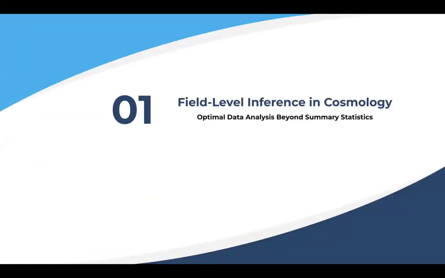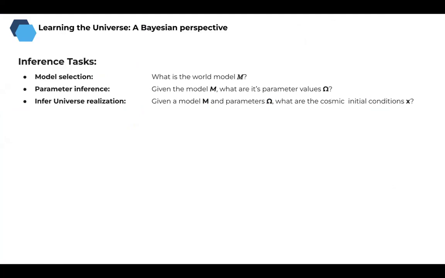I want to use the following slides to give you a very high-level overview of what field-level inference in cosmology is and why it's an optimal approach to data analysis beyond summary statistics. I'll start with a little Bayesian interpretation of that, and within a Bayesian perspective, we can interpret cosmological data analysis in basically 3 tasks, like model selection. What is a world model M? This is gravity or alternative gravity models.